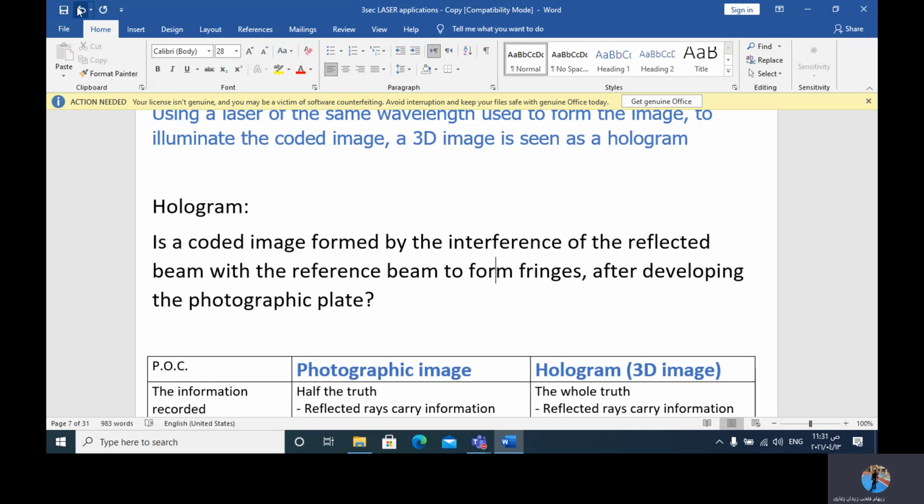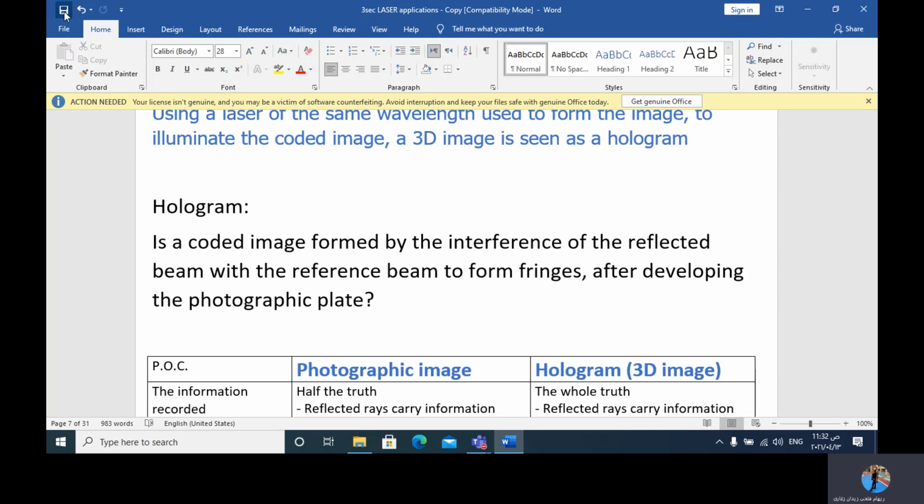And after developing the photographic plate, I see it. So what's a hologram? A hologram is a coded image formed by the interference of the reflected beam with the reference beam to form fringes.